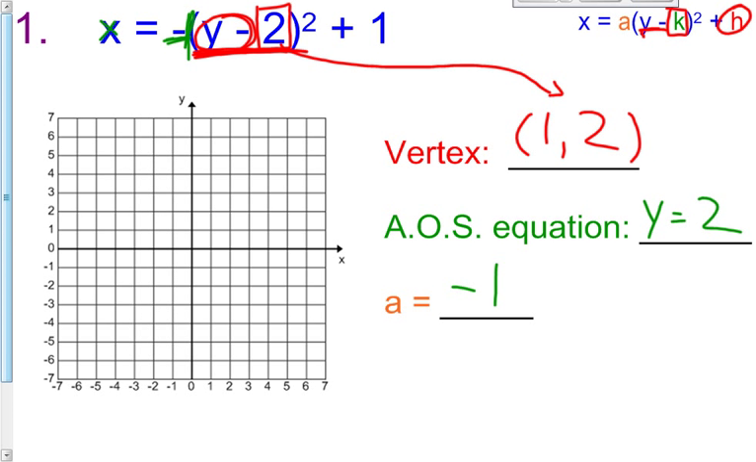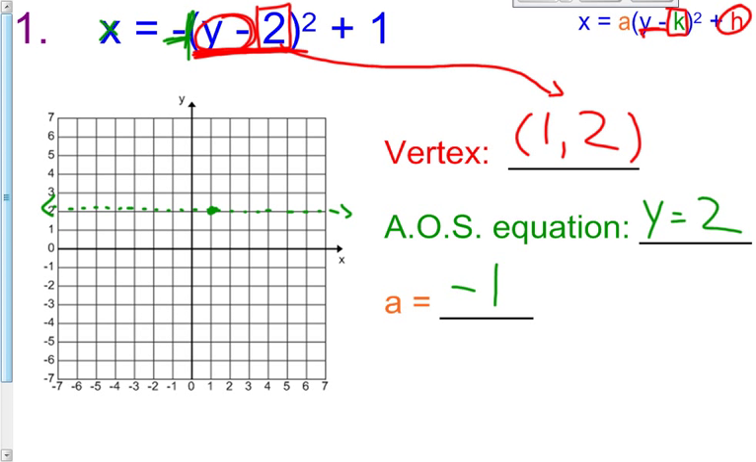So now we're going to graph this one. My vertex, I'm going to go right 1, up 2. And my axis of symmetry is the line y equals 2. So it's going to be a horizontal line right here at y equals 2. This is your mirror. This is the fold line that's going to make the parabola fold on top of itself. Your a value is a negative 1.